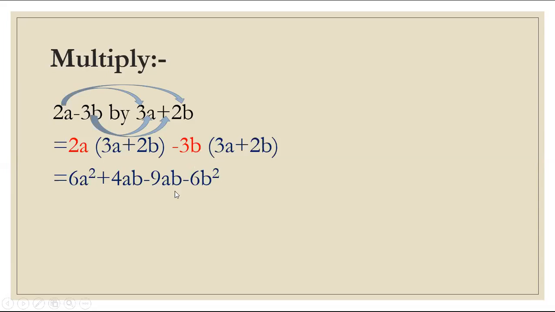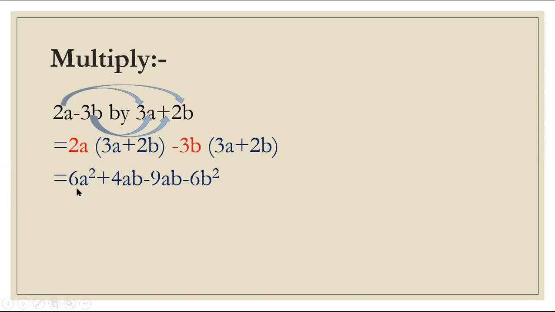B into A is AB, right? B into A is AB. Then plus, then minus plus, minus. 3 2s are 6. B into B. When bases are same, power will be added. Very good. So we get B square. Clear, everybody? These two steps are properly clear or not?